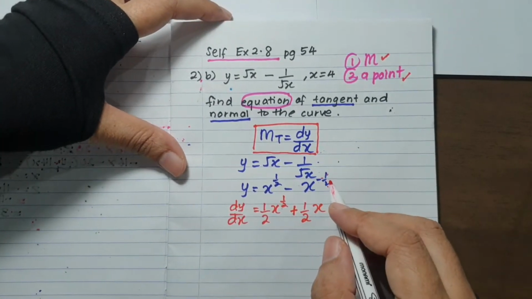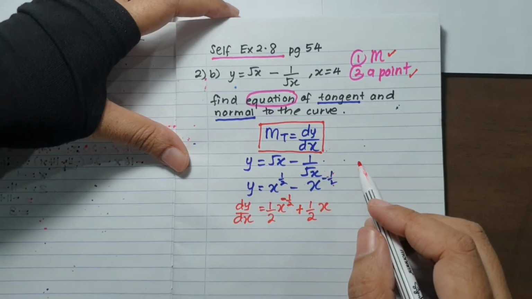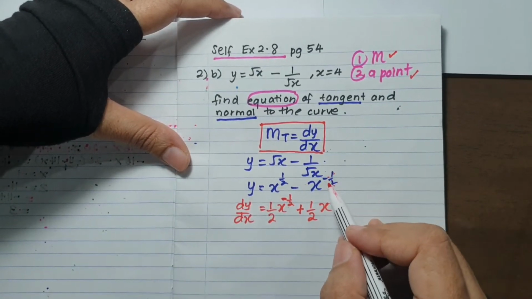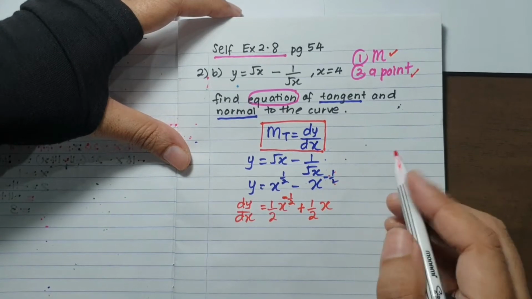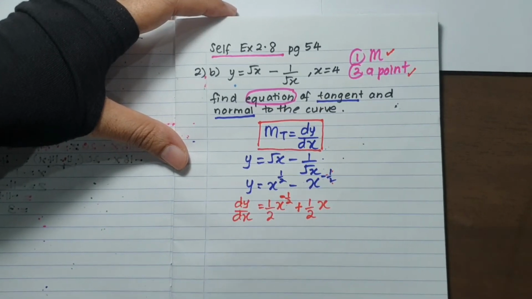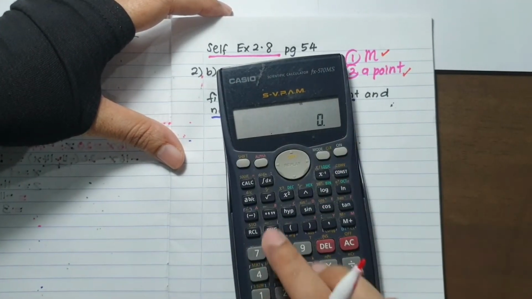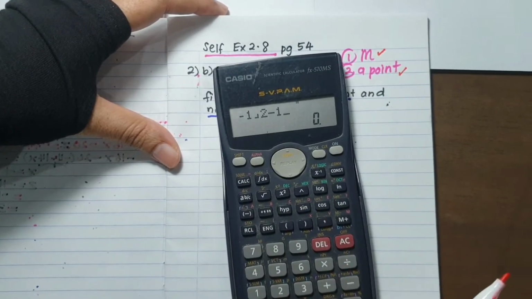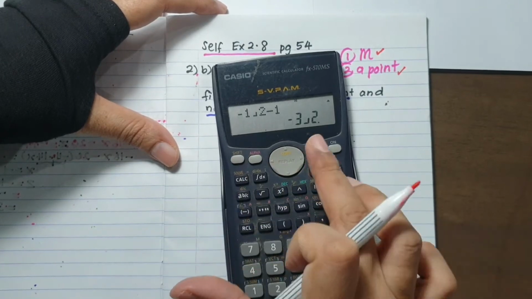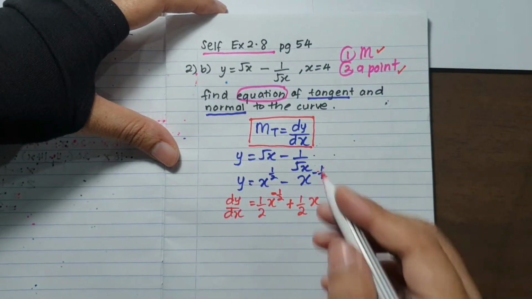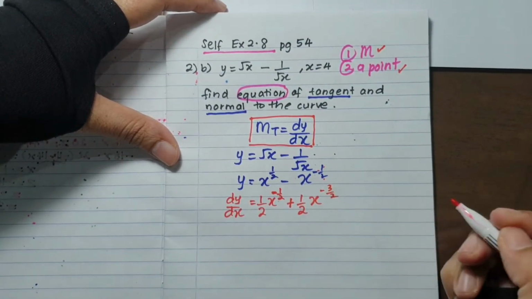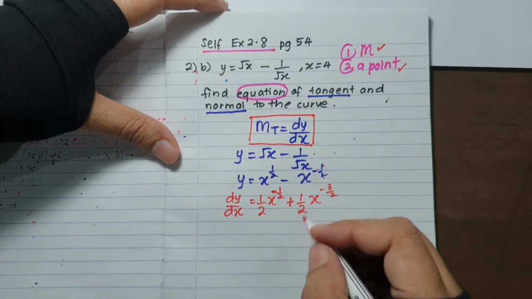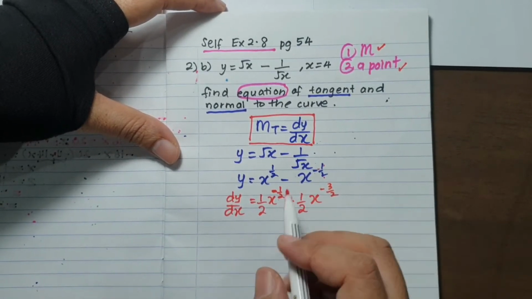This one, negative half, sorry. Half minus 1 is negative half. This one, negative half minus 1. If you are not sure, that is negative 3 over 2, right? But if you are not sure, just use the calculator. Negative half minus 1, negative 3 over 2, right? Okay, negative 3 over 2. Okay, done. This is dy by dx, but now this is in negative form.